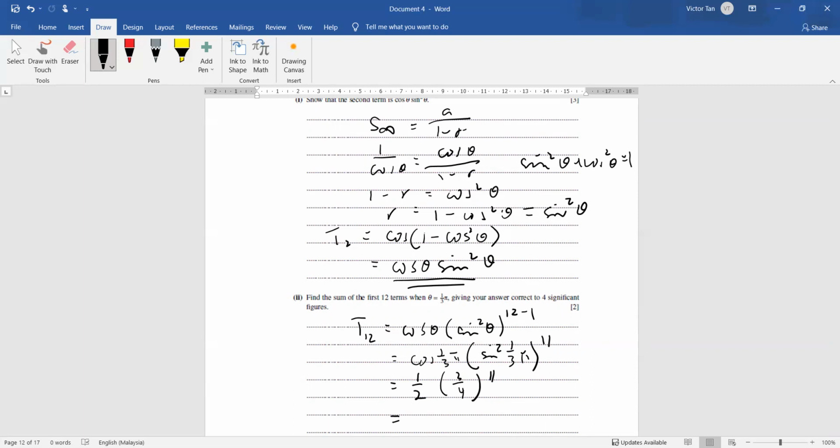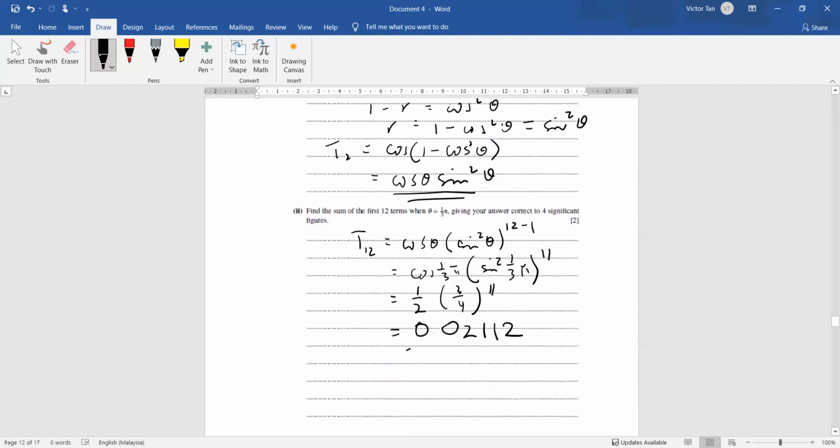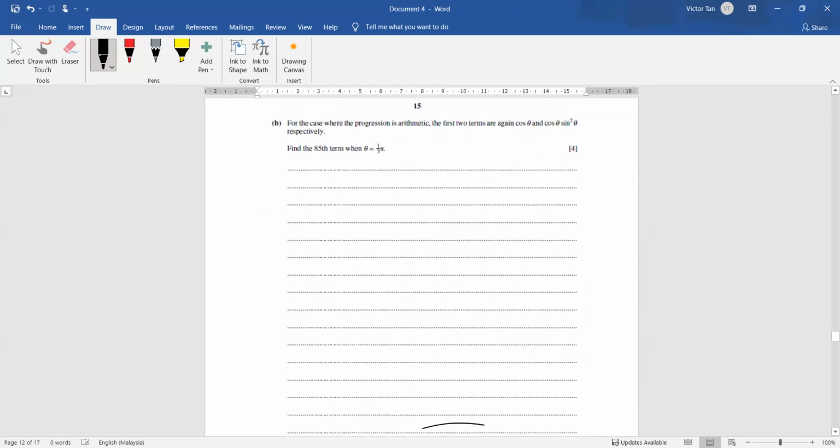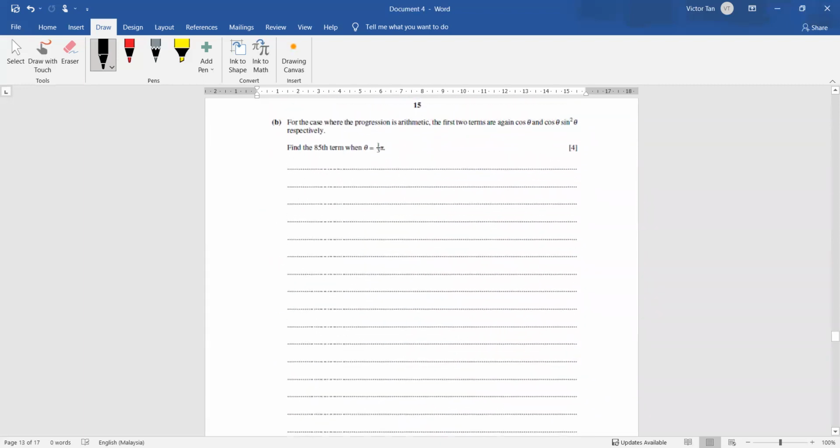So to four significant figures, 0.02111. Okay. For the case where the progression is arithmetic, with the first two terms again cos theta and cos theta sine square theta respectively, find the 85th term.